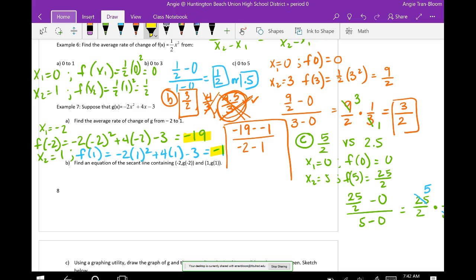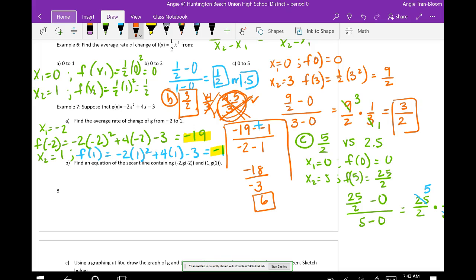So here we go. 2 negatives would make it a what? Positive. So negative 19 plus 1 is now what? Negative 18 all over negative 3. Should I leave it like that? No, I should simplify that down to 6. So the average rate of change is 6 units, okay? That means I'm going to go up 6 and 1 over. Up 6, 1 over. That's really what it means. It's like a slope.